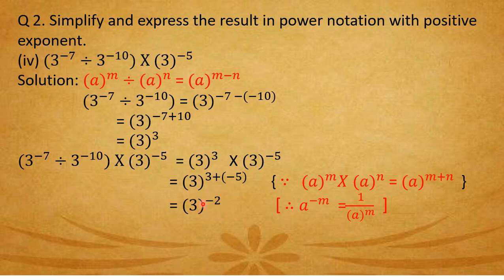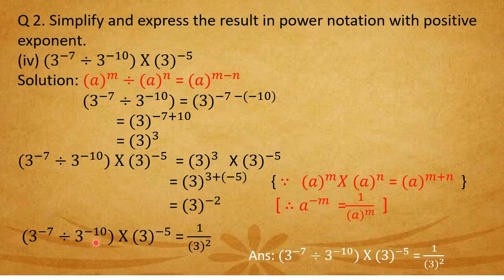Now here this exponent is negative, so we can write it in positive notation by using a raised to the power minus m is 1 upon a raised to the power m. So we get 3 raised to the power minus 7 divided by 3 raised to the power minus 10 multiplied by 3 raised to the power minus 5 is 1 upon 3 square.